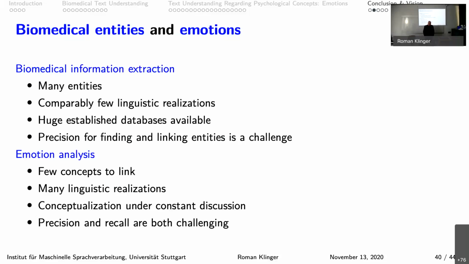In emotion analysis, we have just very few concepts to link. If it's many, then perhaps 20 or 30, but typically less than 10. But each of them has many different linguistic realizations. And another challenge is that the conceptualization is also still under constant discussion. It seems that not everybody agrees what an emotion is, what we want to find as an emotion, etc. So I would say precision and recall are both challenging here.